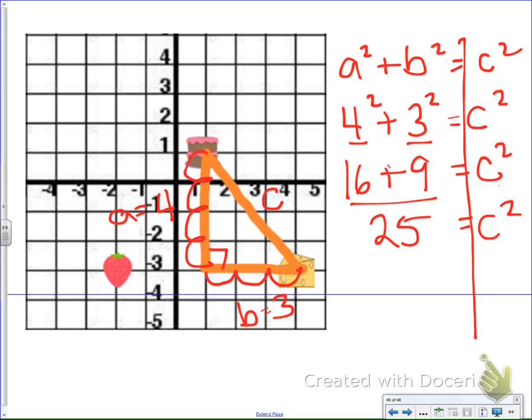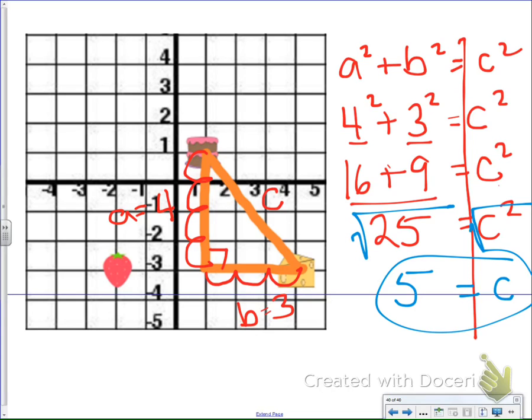But I'm not finished here, right? I don't want to know what C squared is. I want to know what C is. So to get rid of that square, I have to square root it. I do it to both sides. The square root of 25 is 5, and so that is the length of C. And so now I've found out that my delicious looking cake is 5 units away from my fabulous piece of cheese. So that's one way we can use the Pythagorean theorem on a coordinate plane.